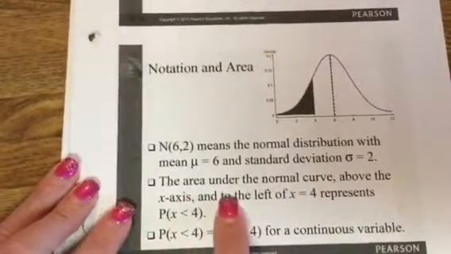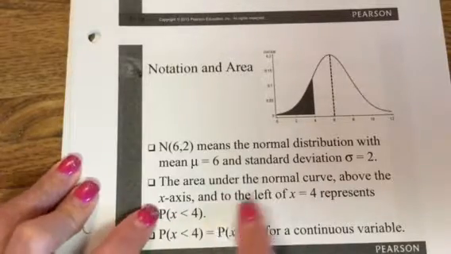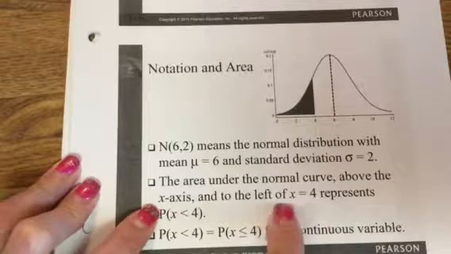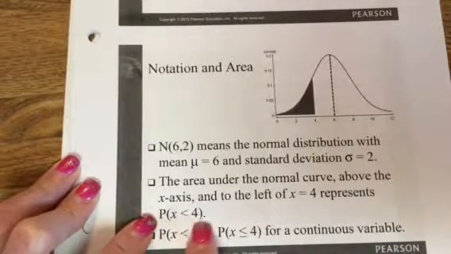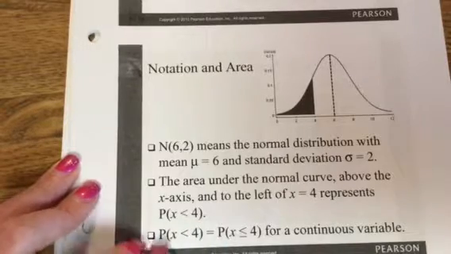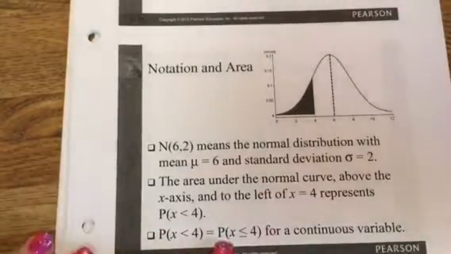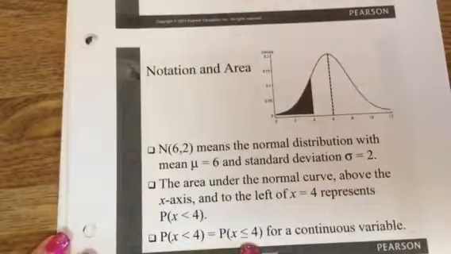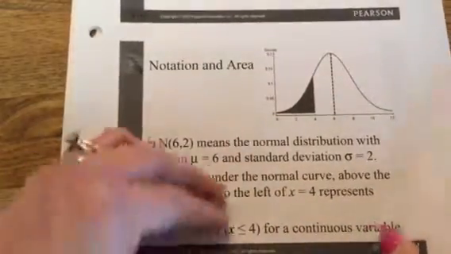So the area under the normal curve, above the x-axis, and to the left of x equals 4 represents the probability that x is less than 4. The probability that x is less than 4 also is equivalent to the probability that x is less than or equal to 4, as long as it's a continuous variable.